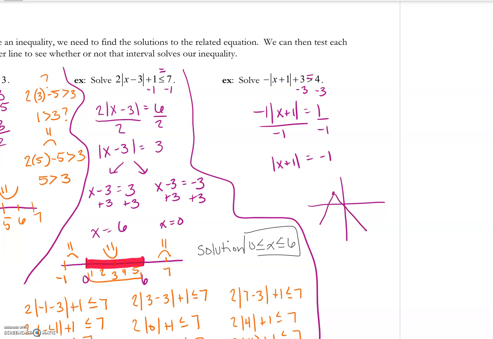But then I also have this line y equals 4, which is up at the 4, and a line straight across. So notice how these two graphs are never actually going to touch each other. They're never going to intersect. So when we ask, when is this absolute value function greater than the number 4? Well, if we look at our graph, this absolute value function is never going to be above that line of y equals 4. So in this case, there really is no solution.